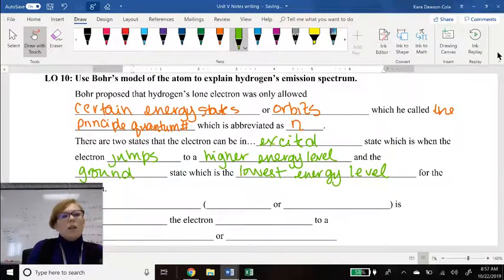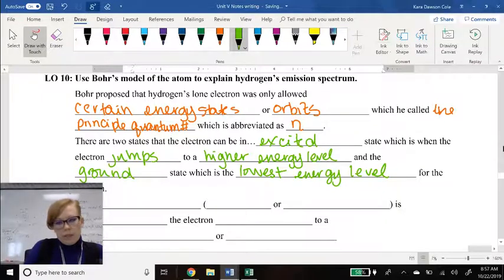Again, Bohr proposed that hydrogen's lone electron was allowed certain energy states or orbits, which he called the principal quantum number, abbreviated as n. There are two states the electron can be in. Again, this is just for the hydrogen atom. It can be excited, which is when the electron jumps to a higher energy level, and then you have the ground state, which is the lowest energy level for the electron of hydrogen.